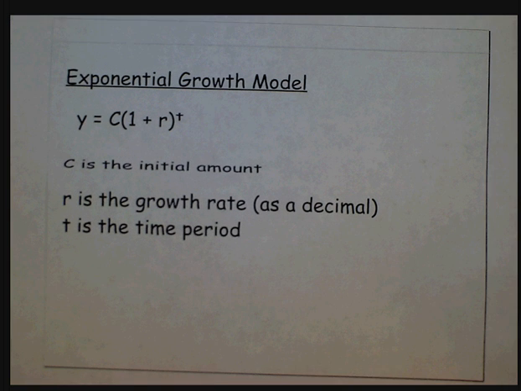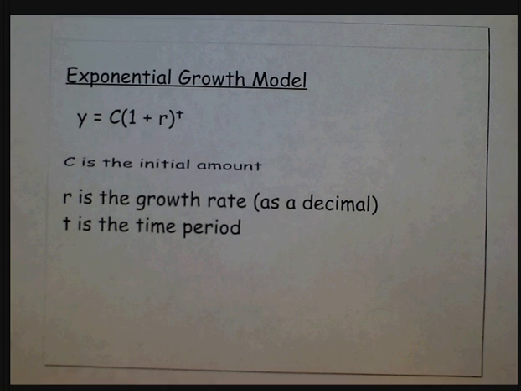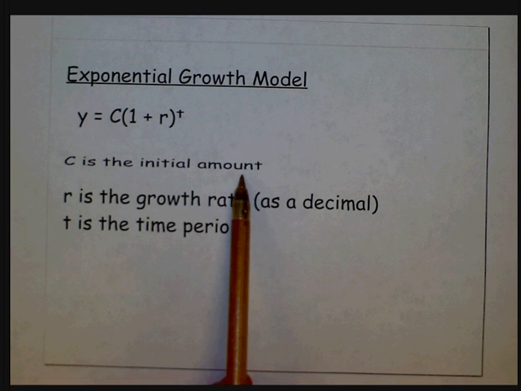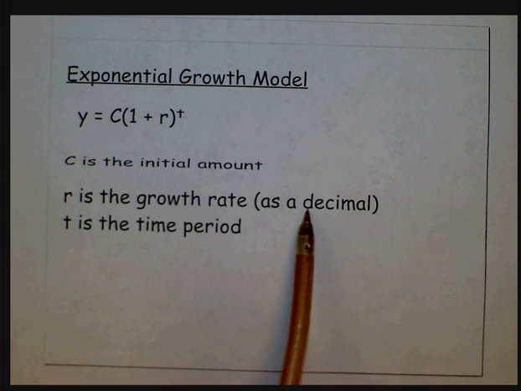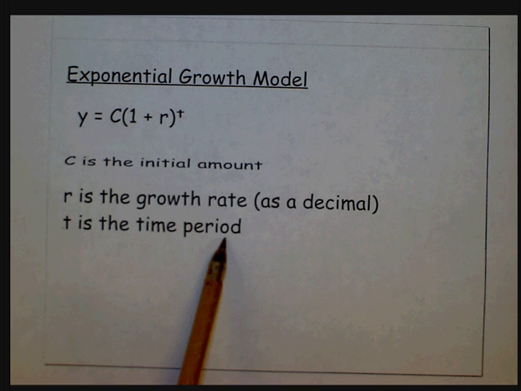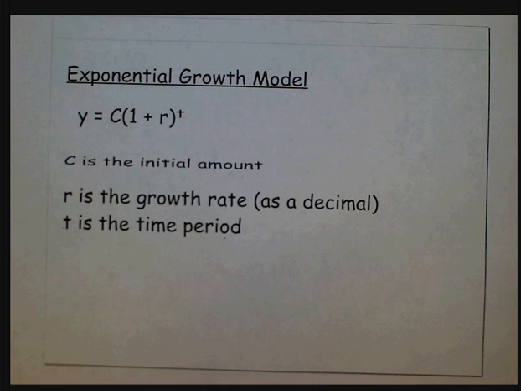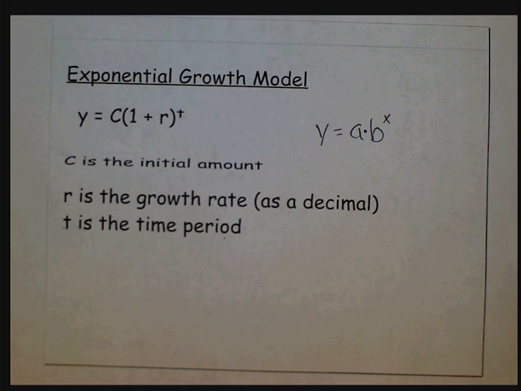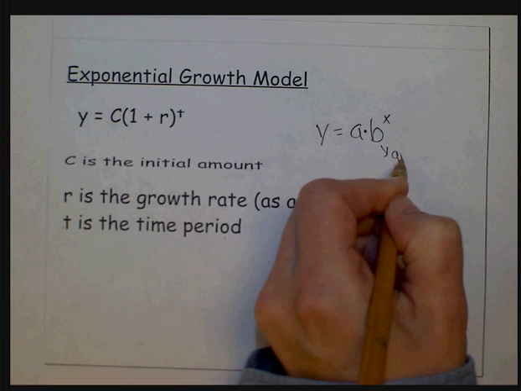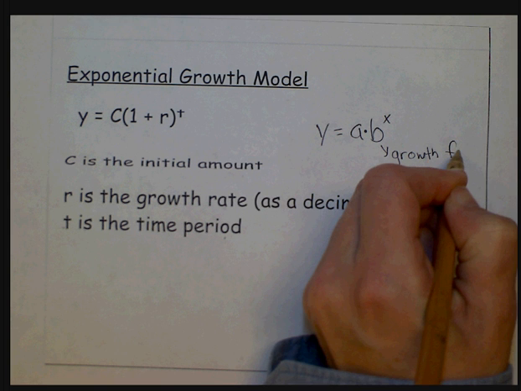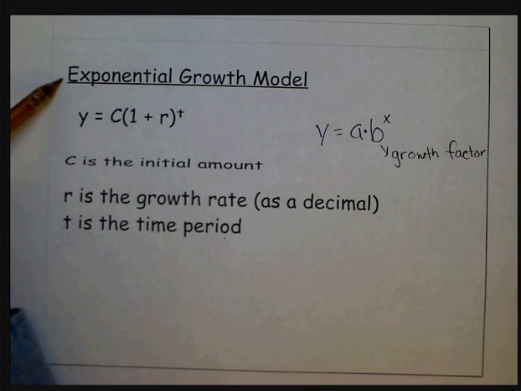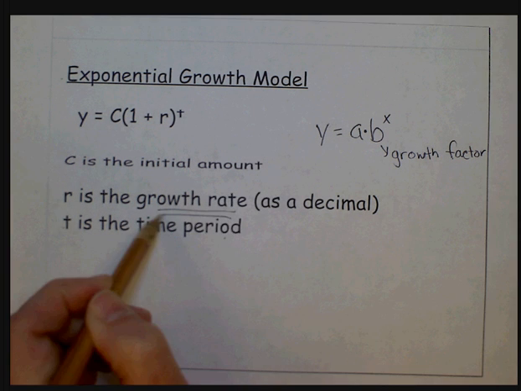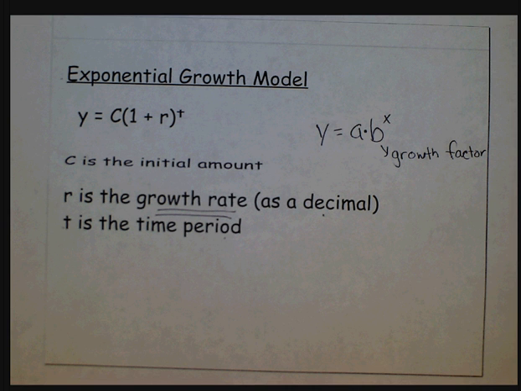Our exponential growth model is the equation y equals c times 1 plus r raised to the t power, where c is the initial amount, r is the growth rate as a decimal, and t is the time period. Now I know before we discussed exponential equations are y equals a times b to the x power, and this b has to be the growth factor, what you multiply by. So this model, the exponential growth model, allows you to use the growth rate as a decimal to find out more about the situation.